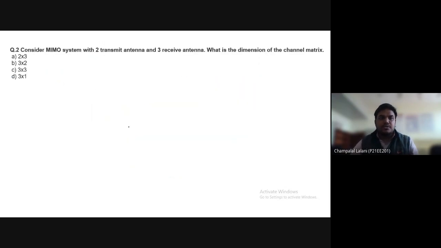Let's move to the next question. Consider a MIMO system with 2 transmit antennas and 3 receive antennas. What is the dimension of the channel matrix? Options are A, B, C, D. Gitansh, you have given the correct answer. Anyone else?